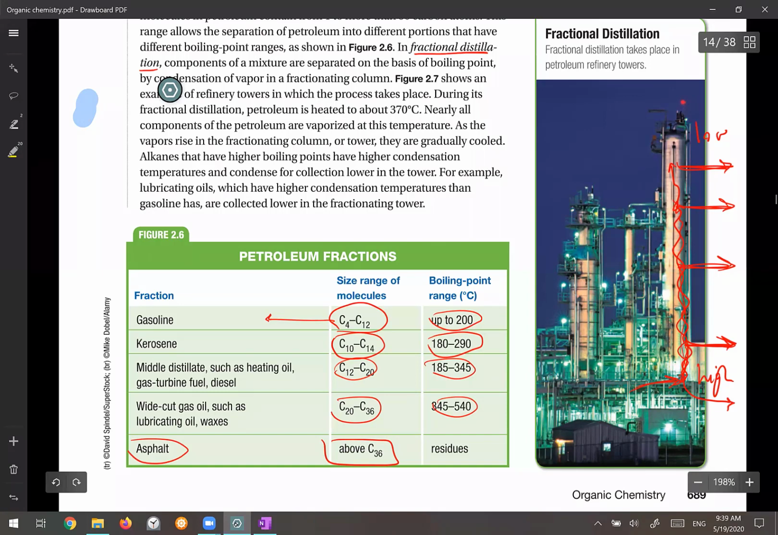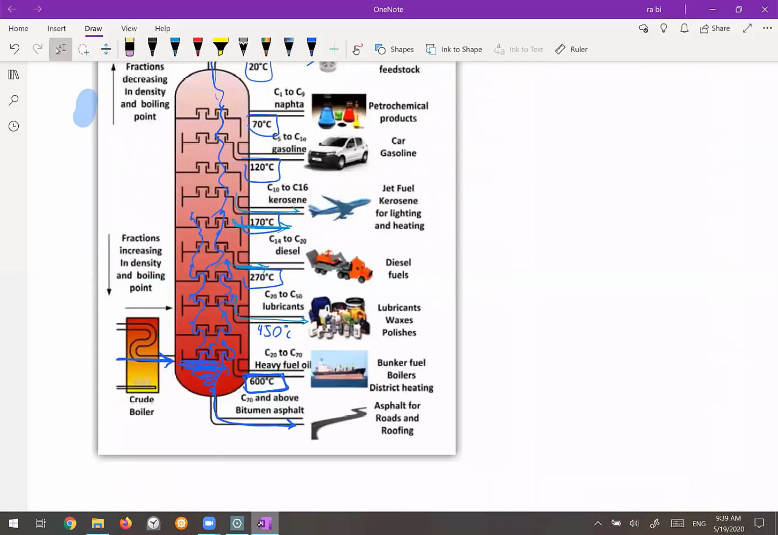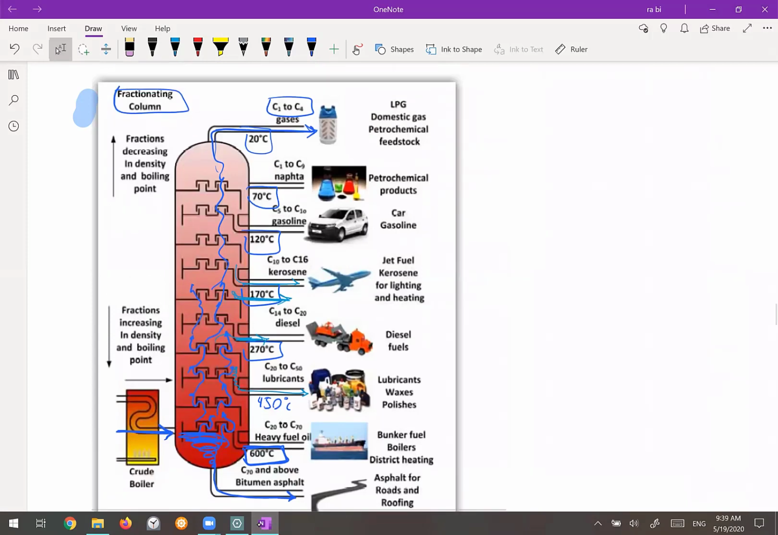Each group of these alkanes has its specific usage. For example, from carbon 1 to carbon 4, we use them for cooking and for warming our houses. From carbon number 1 to carbon number 9, we call them naphtha, and we usually use them in petrochemical products. From carbon number 5 to carbon number 10, we call them gasoline. We use them in cars as a fuel.